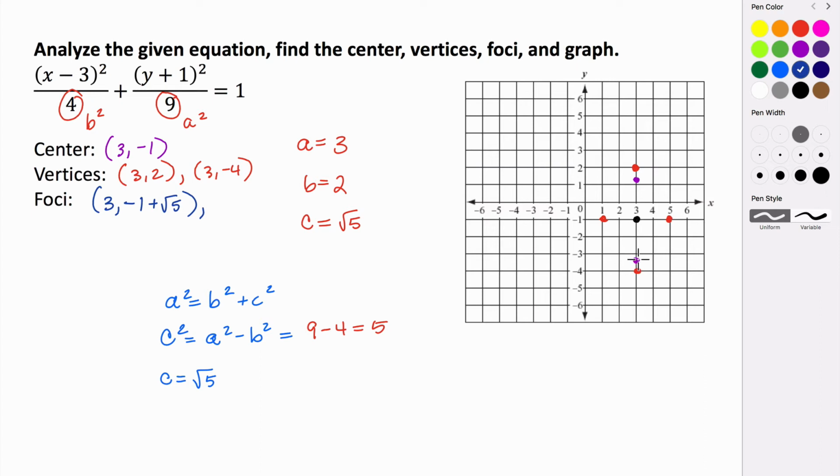And then this other point is just root 5 units below. So we're just going to take our y coordinate and subtract root 5. The x coordinate stays the same because we didn't move it at all horizontally. So it's going to be -1 minus the square root of 5. And those will be the ordered pairs for our foci. These are the ordered pairs for our vertices, and our center is at (3, -1).